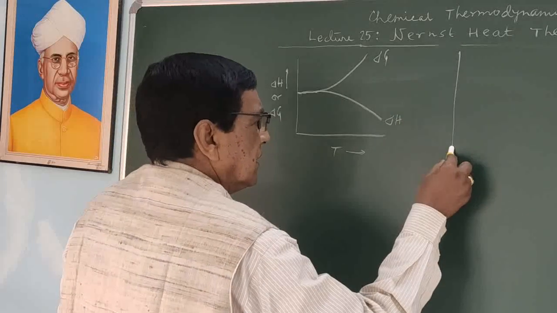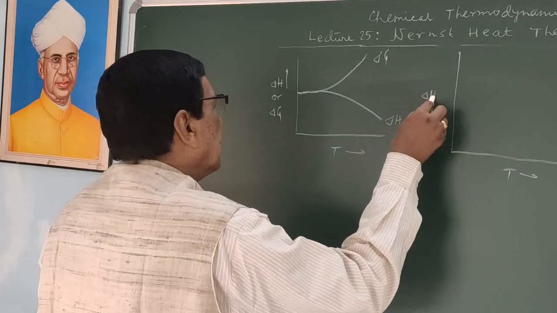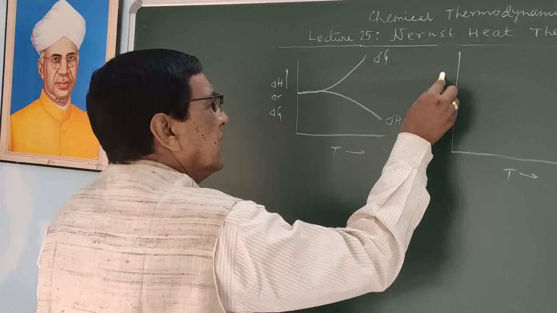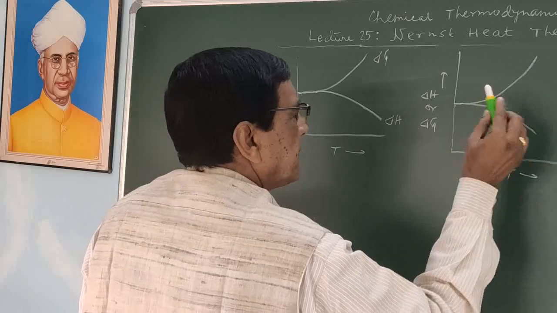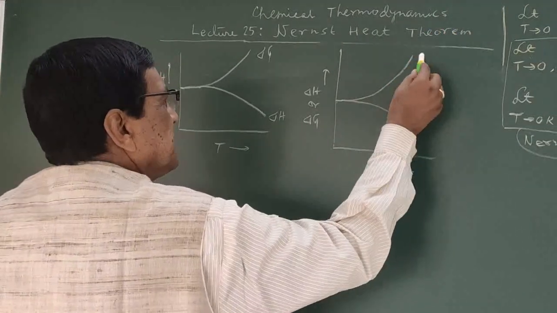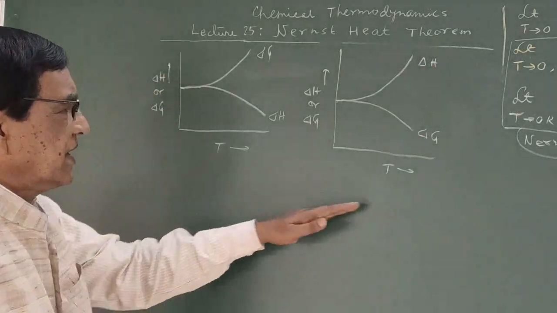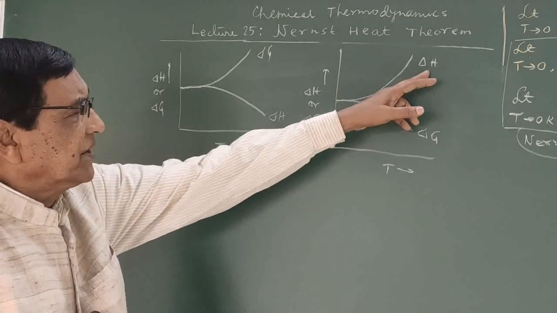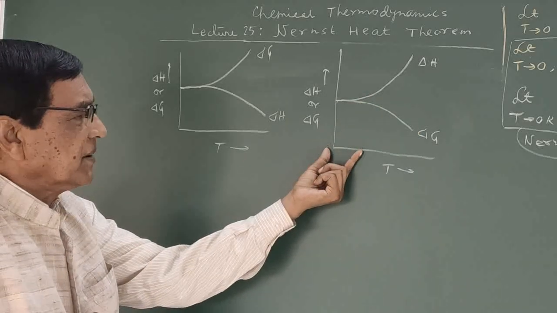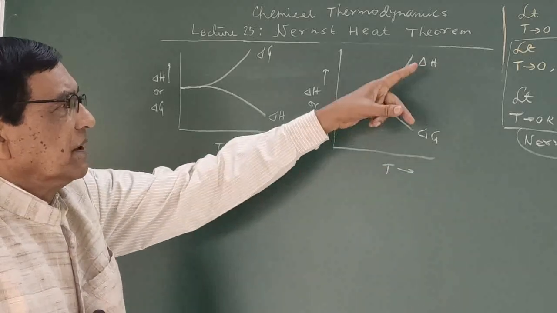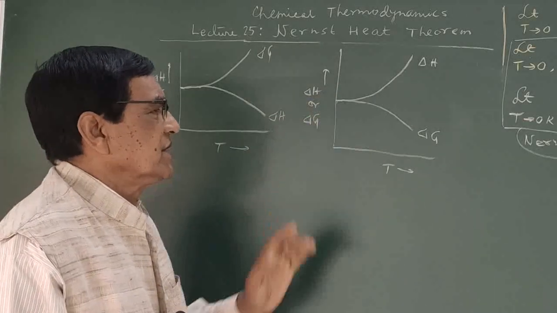And in some of the reactions it is also found that this one is delta H and this one is delta G. It means that with the lowering of temperature, delta H is decreasing while delta G is increasing, and when T becomes near about 0 Kelvin, these two are equal, and this path becomes a straight line.